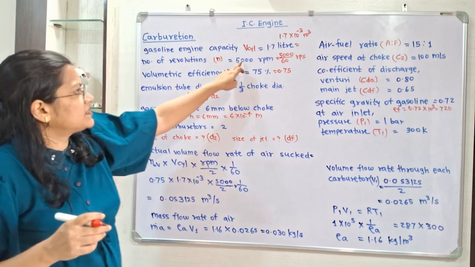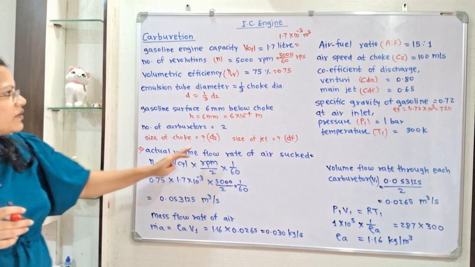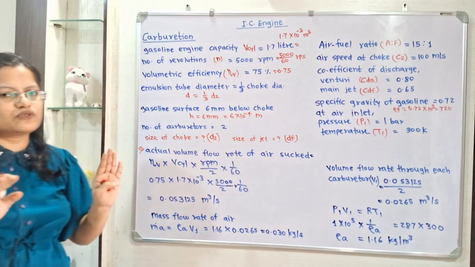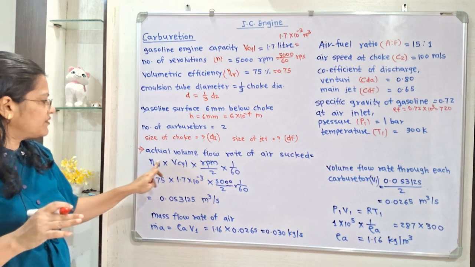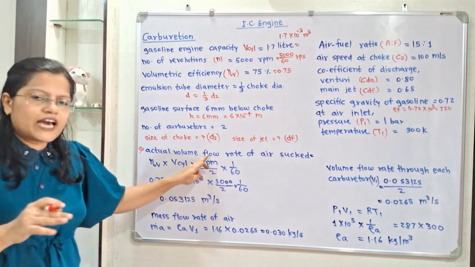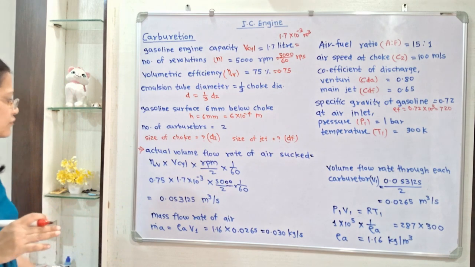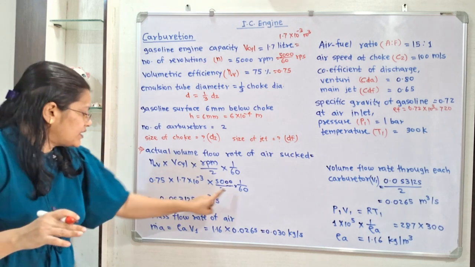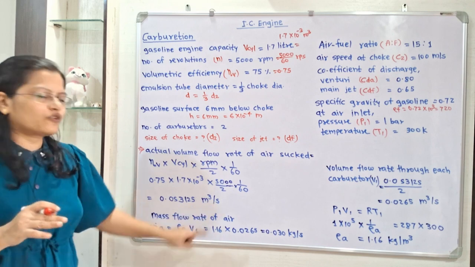So 1 by 60, because RPM we have to convert it into RPS. So if the revolution in RPS is given, then 1 by 60 is not necessary to use. So remember, this formula is volumetric efficiency multiplied by the engine capacity multiplied by the RPM by 2 or RPS by 2. Now we will put the values. So when we put the values, then we will get the answer 0.053125 meter cube per second.